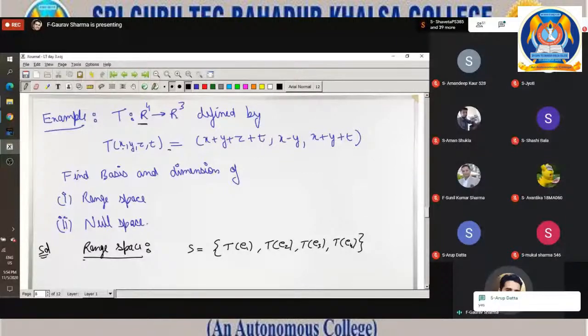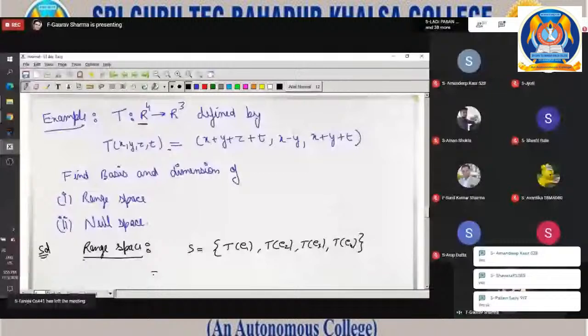Now again my first question, the set N of T. Please observe this definition again and reply: what will be the superset of N of T?